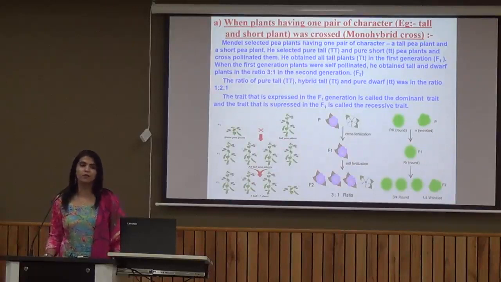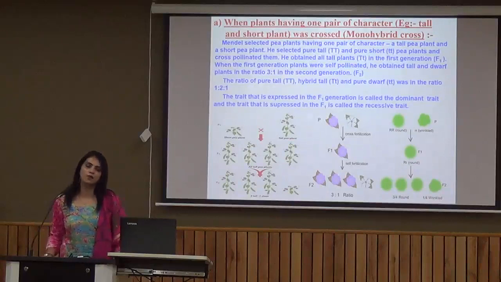If you look at the figure, the first cross is of a short pea plant and a tall pea plant. In the F1 generation, you can easily observe that all the pea plants were of tall height. Then in the F2 generation, out of 4, 3 were of tall height and 1 pea plant was of short height.